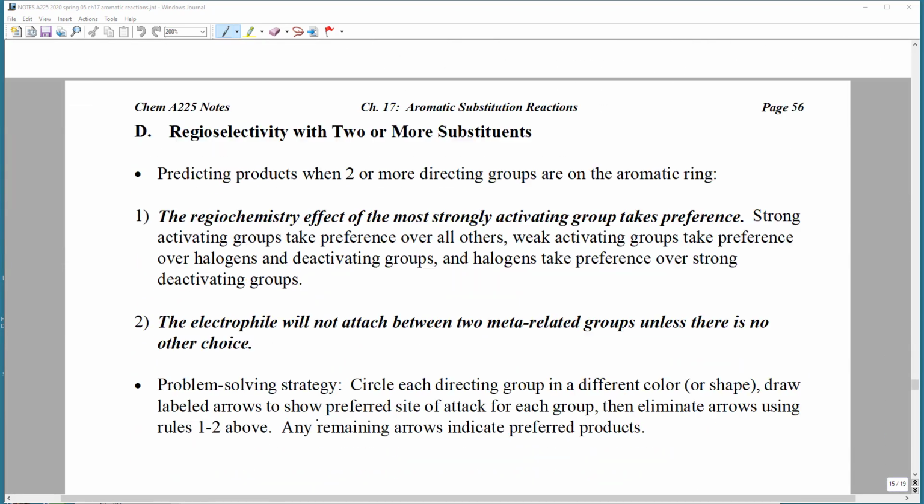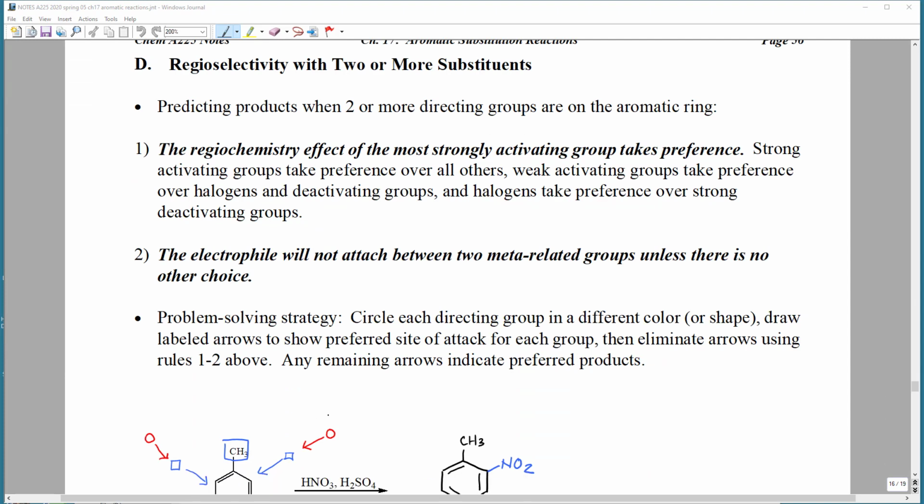The last part of this then would be looking at what happens if we have two or more substituents, because in that case, they might not agree. So we're going to have two rules to deal with this. The first rule is that the regiochemistry of the effect of the most strongly activating group takes preference. So strong activating groups, because they make those pathways react faster and the faster pathways are preferred, they're always going to lead to the preferred products.